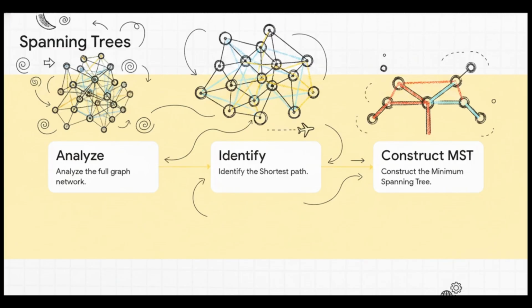Finally, you construct what's called a minimum spanning tree, or MST. An MST is basically a subset of the graph that connects all the nodes together without any cycles using the minimum possible total edge weight. It is a strictly critical skill for optimizing any kind of physical or digital network.